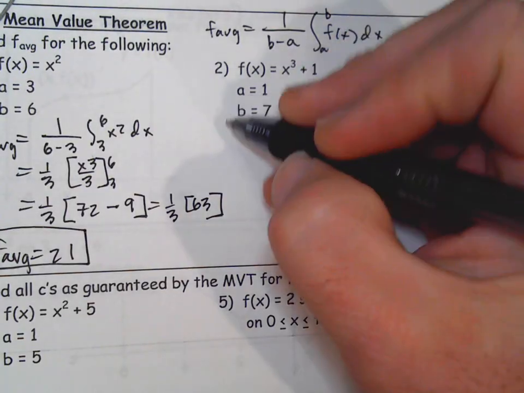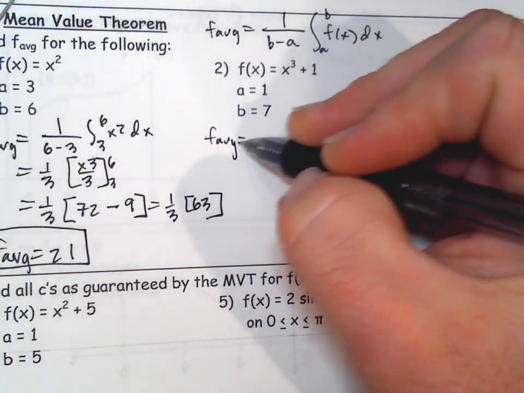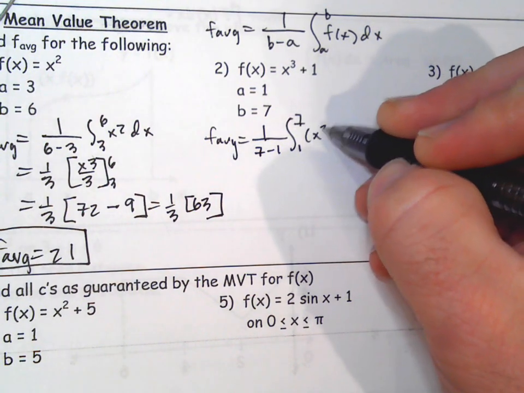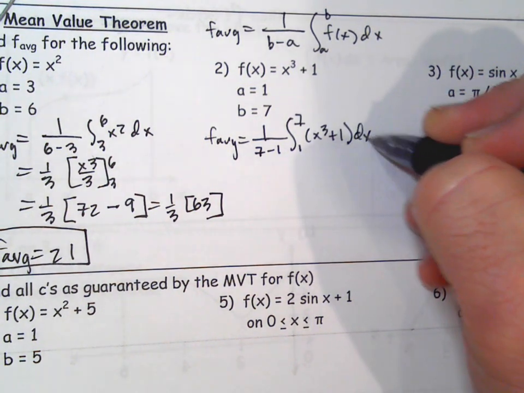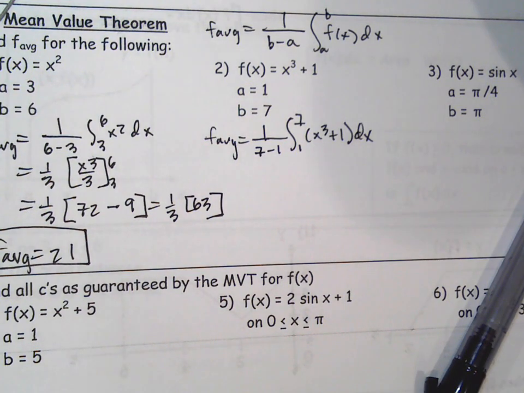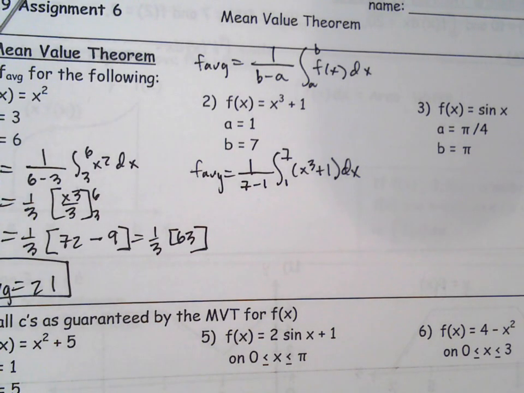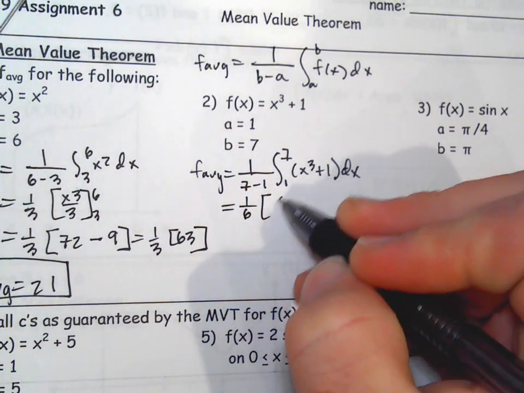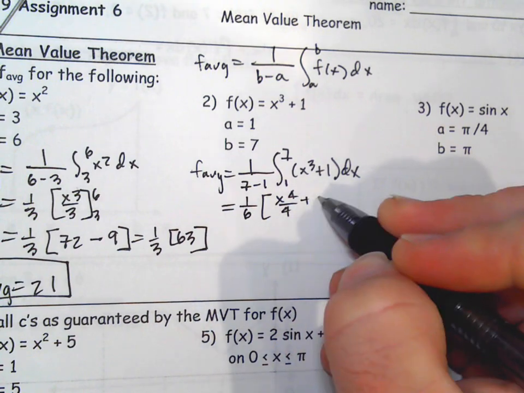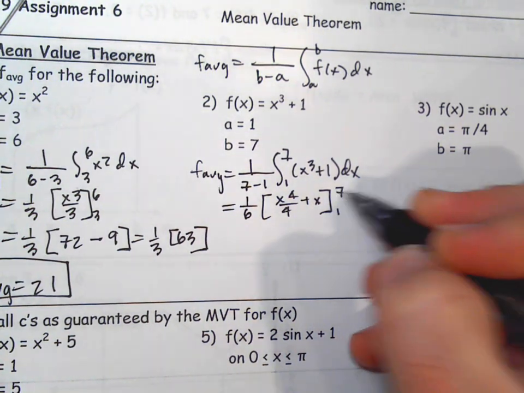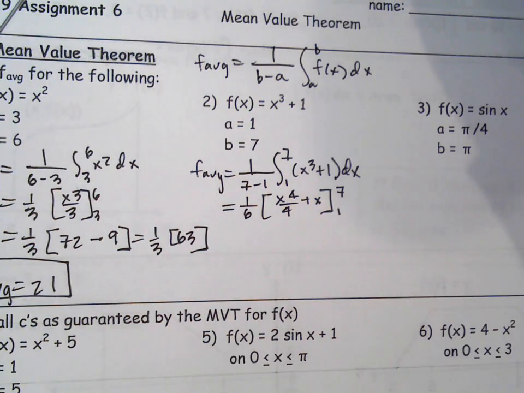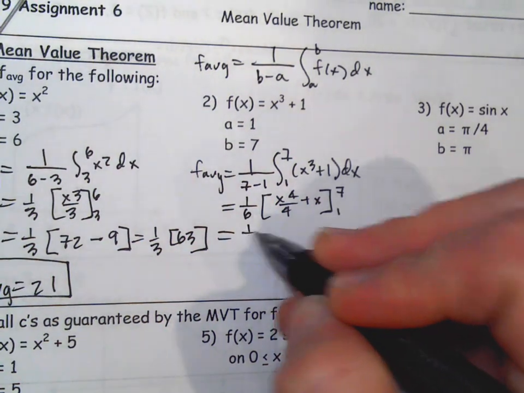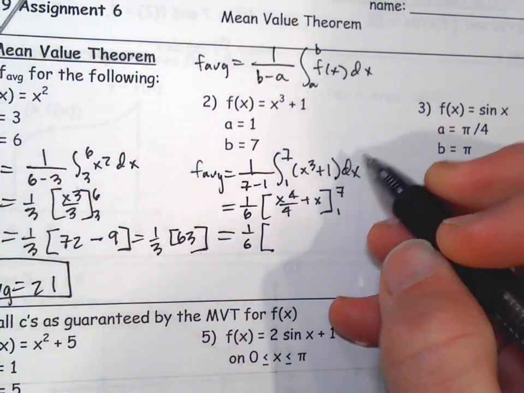Okay, next one. F average equals 1 over 7 minus 1, integral from 1 to 7 of x cubed plus 1 dx. Okay, so let's see. We're going to get 1/6 times x to the 4th over 4 plus x, 1 to 7. Ooh, that's going to be a big number.